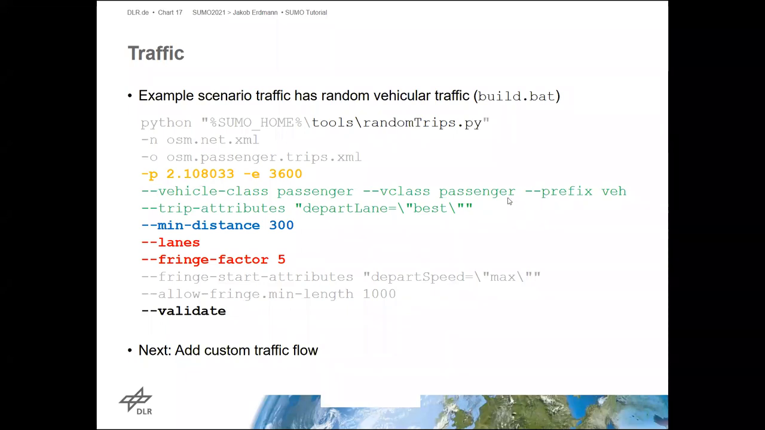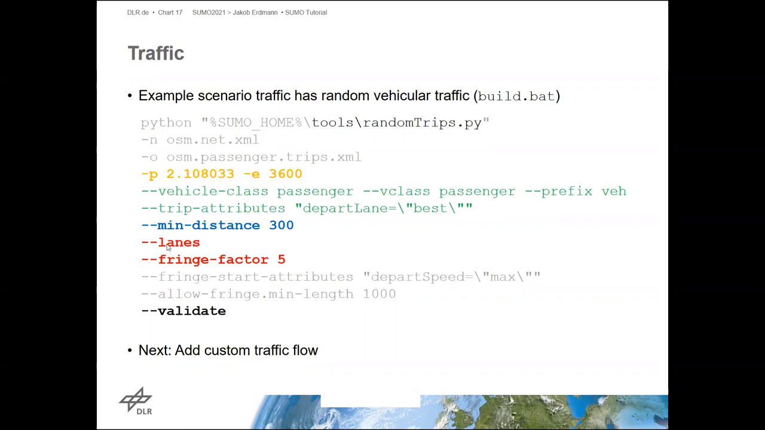And the traffic has some attributes, so it's passenger cars, and they depart on whatever lane suits their route best. So these are all attributes that were given automatically, and the trips should have a minimum distance of 300 meters, because otherwise it looked ridiculous. You should have just walked, much better for the environment anyway. And then there are a certain number of options that you can use to influence the probability of a certain road network edge to be the origin or destination for traffic.